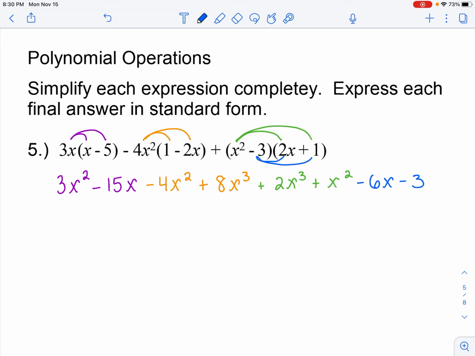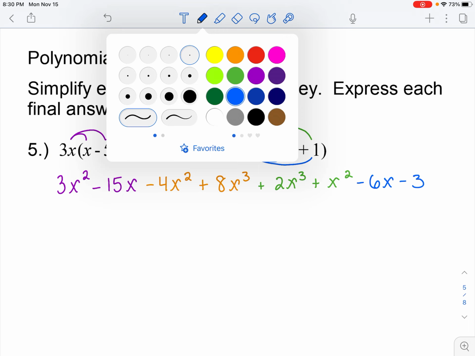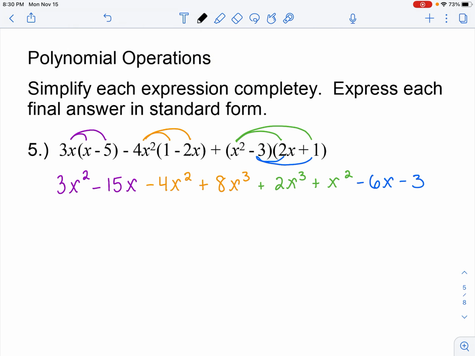Now I want to search for like terms, but since we have to write it in standard form, well, let's focus on the biggest terms to begin with, all right? So I've got my highest exponent that I see are these two right here. I've got an 8x cubed and a 2x cubed. If I've got 8 of them plus 2 more, I've got 10x cubes. Now, when you combine like terms, the variable portion will not change. You only change exponents when you're multiplying or doing a power to a power, okay? But when you're adding, combining like terms, coefficients change, but exponents do not.